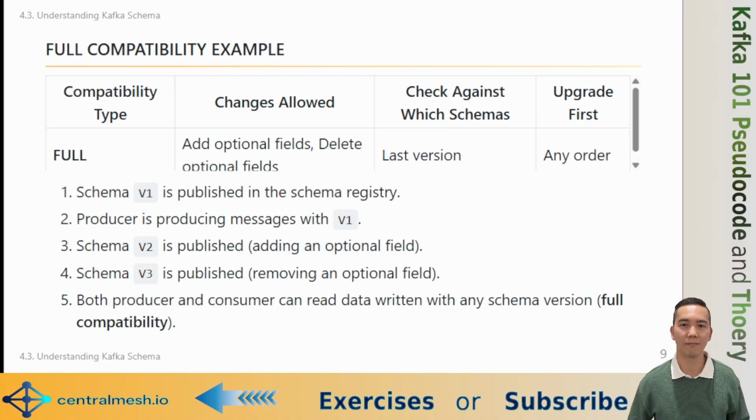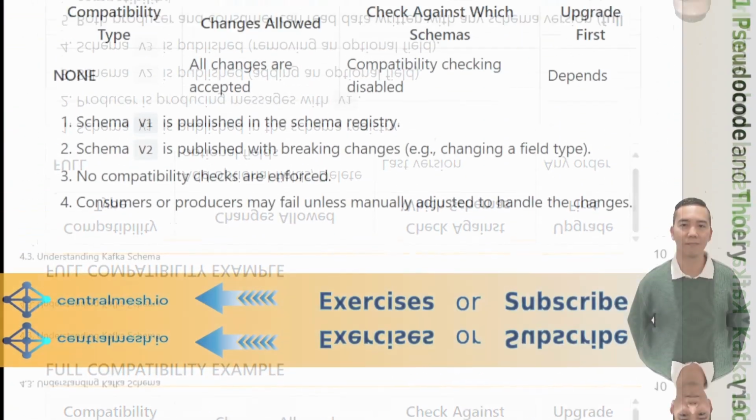Full compatibility takes it a step further. We can have multiple versions, V1, V2, and V3, and no matter what version the producer and consumers are using, they will be able to read and write the data seamlessly. Both the producer and consumer are flexible enough to handle any schema version.